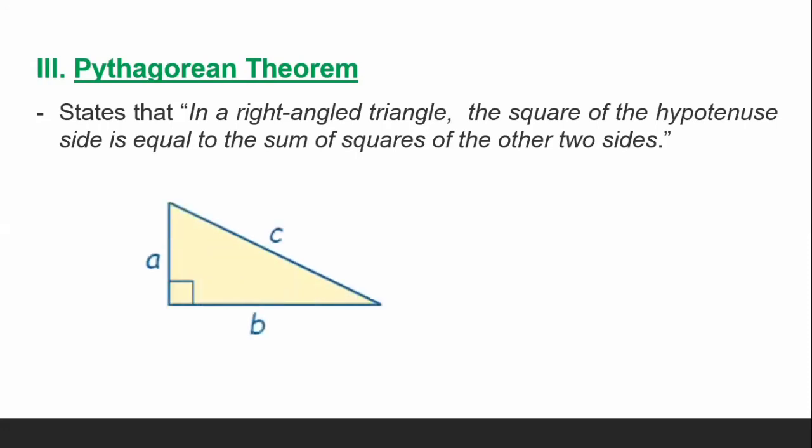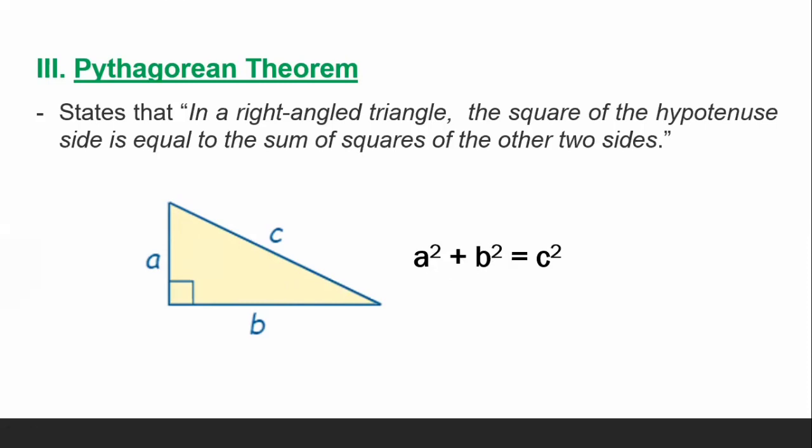If we're going to have an illustration, C serves as our hypotenuse, and the other sides here are A and B. And if we are going to write it mathematically, Pythagorean theorem states that a squared plus b squared is equal to c squared.